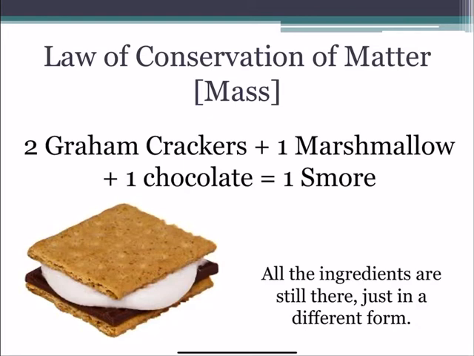Two graham crackers plus one marshmallow plus one chocolate equals what? That equals one s'more, okay? Now, did any of those ingredients change when they became a s'more? You might think, well, it tastes very different if you have them separately and together. Yeah, it definitely does. But those ingredients are still the same. They've just changed their form to now be a s'more, okay?